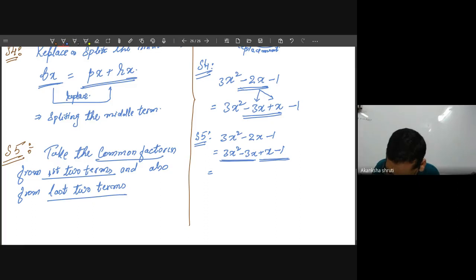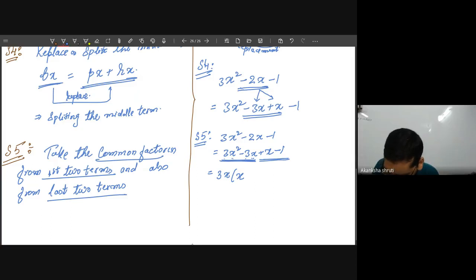So see, this means 3 and x. So 3 is common, 3 and 3 is common. 3 I have written. Also we are observing x is here and the same x is also here. So x can also be taken out. So what will remain in the very first term? 3x multiplied by x will give us the 3x square. So only x will be left.